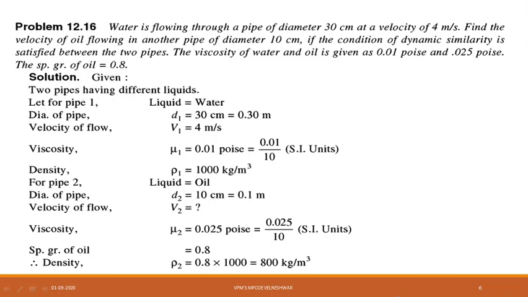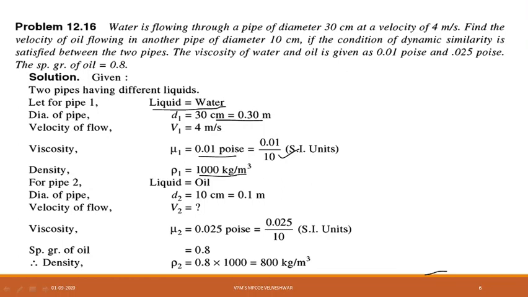The viscosity for water is 0.01 poise and for oil it is 0.25 poise. Specific gravity of oil is equal to 0.8. Generally the specific gravity of water is 1, no need of giving it in the question. Two pipes having different liquids: for pipe 1, liquid is equal to water, diameter of pipe d1 is equal to 30 centimeter, velocity v1 is equal to 4 meter per second, and mu1 is equal to 0.01 poise, that is 0.01 divided by 10. Next, rho 1 is equal to 1000 kg per meter cube.